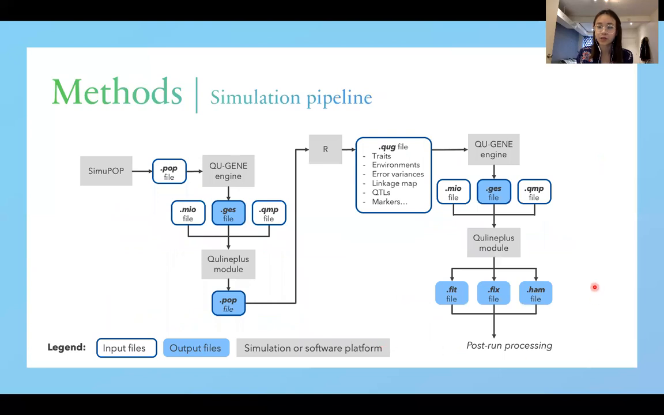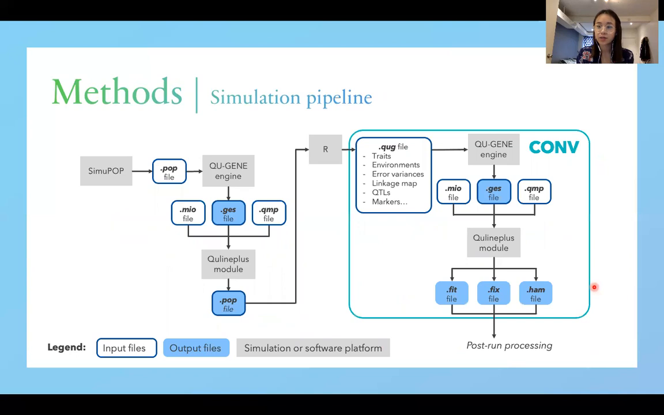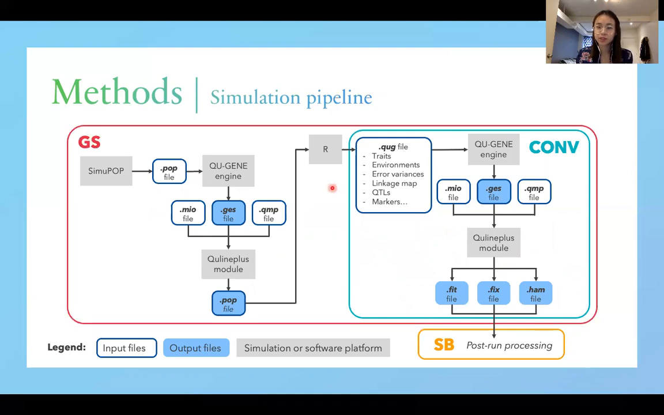Here is the overall simulation pipeline. Starting with conventional breeding, I first have a QU-Gene file that contains information on the genetics and environments of the population I plan to simulate. This file then goes into the engine, which produces some output files that then get run through the QuLine Plus module to produce a number of output files, which are then used for data analysis. Speed breeding is done post-run, and genomic selection does contain a number of additional steps beforehand, and this involves training the population.